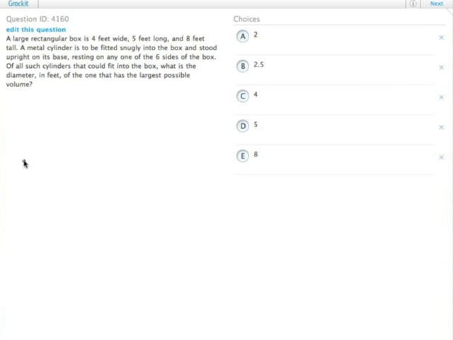Rectangular box with these dimensions, and we're putting a metal cylinder inside the box. So I will attempt to draw a box that will help make sense of this drawing or this problem. That is certainly a fine box. So the dimensions don't look quite right for something being 8 feet tall, but we'll just go with this.